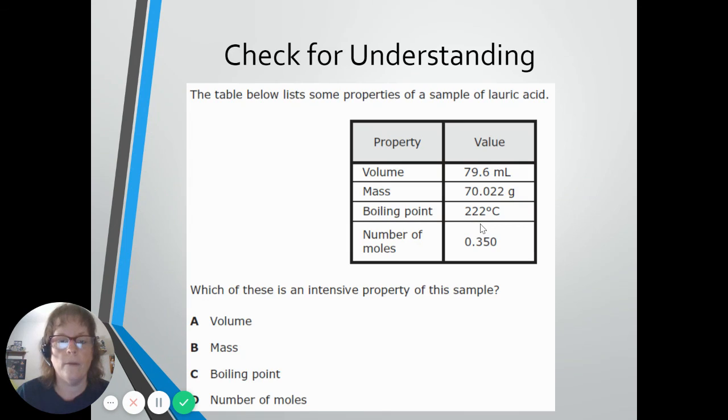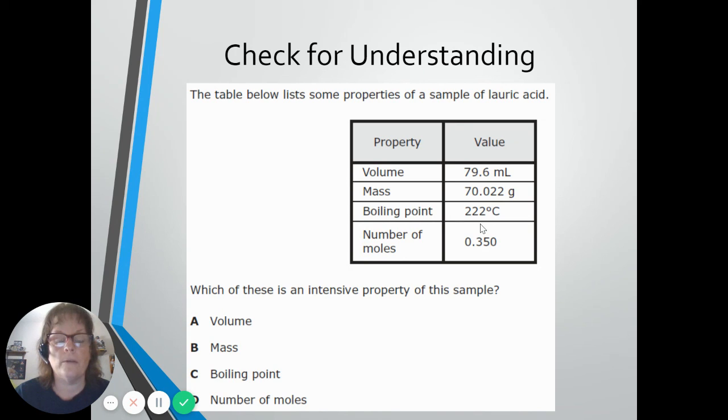All right, so I'm going to start throwing in these little tricks for understanding just to make sure that you are understanding what we're going over. So here's a table giving you some properties of lauric acid. You have volume, mass, boiling point, and the number of moles. Now, we don't know what moles are yet, but that's okay. You can figure it out just for what you need to know for this.